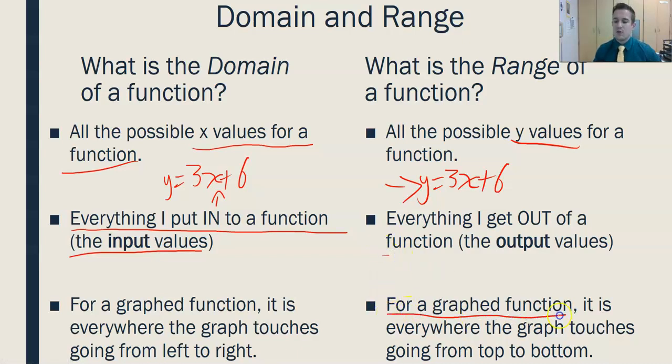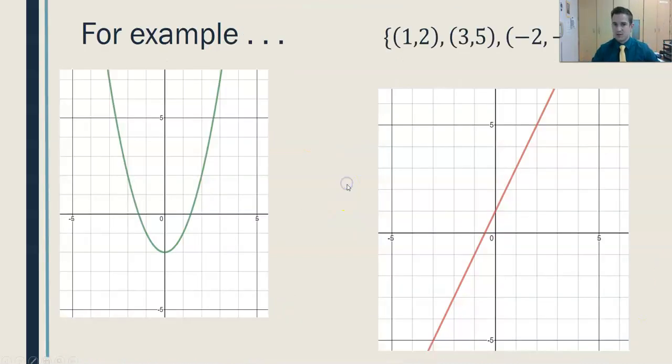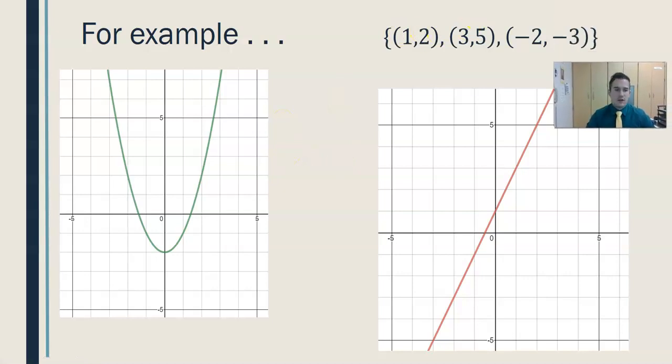And when I'm looking at a graphed function, some picture, some graph, it is everywhere the graph touches going from the top to the bottom. So if I'm going vertically, everywhere that I could touch the graph going from top to bottom, that is the range of that function.